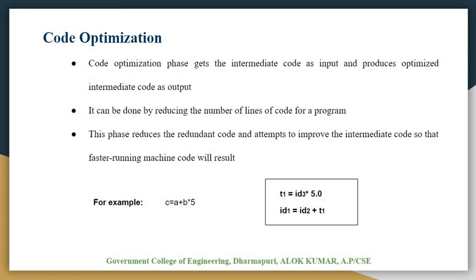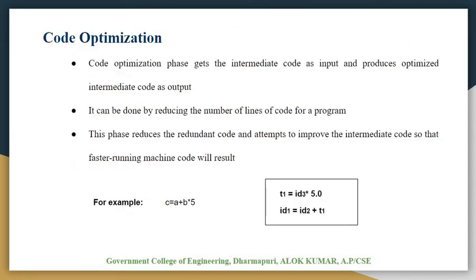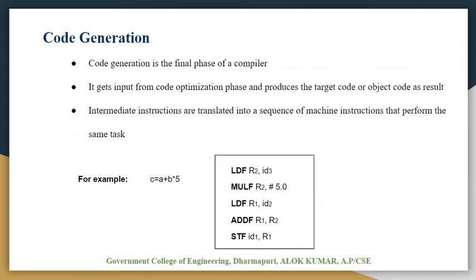So we can write the optimized code for this example. That is id3, that is for b, identifier 3 into 5.0, and we are keeping it directly into t1. After that, a is identifier 2, so id2 plus this t1, this result we are keeping in id1, that is c, identifier 1. So here we have kept this one. So this previous intermediate code generation, now here we have optimized, in 2 lines only we are writing this one.